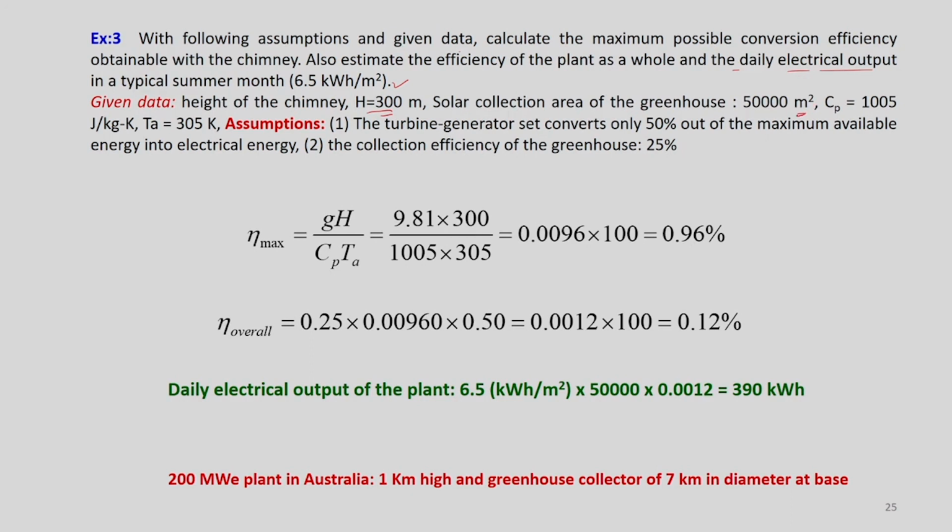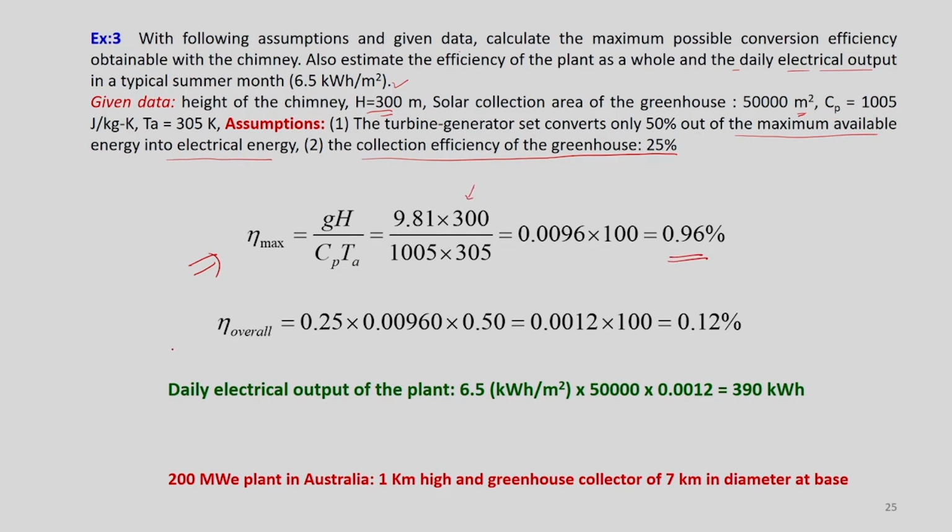So, the area is known now, Cp value is known, Ta is known, and the assumptions are something like: the turbine generator converts only 50% of the maximum available energy into electrical energy, and the second assumption is the collection efficiency of the greenhouse is 25%. So, eta max, we know the expression gH by CpTa. We can substitute straight away, and what we get, maximum efficiency is 0.96%, which is very, very less, right.